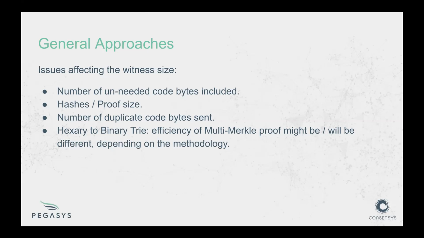Another thing to think about is hexary or binary trie. Binary tries are going to be more efficient. The amount of efficiency is going to depend on the methodology. This is a gut feel of mine, and we really do need to do the analysis on it. But my gut feel is that a multi-Merkle proof is not going to be as efficient as a single Merkle proof when going from hexary to binary, simply because of the leaves involved.